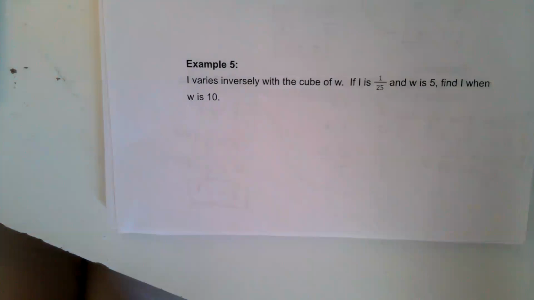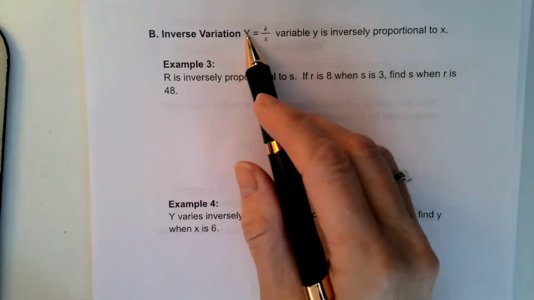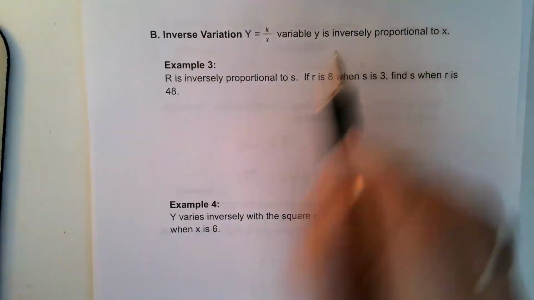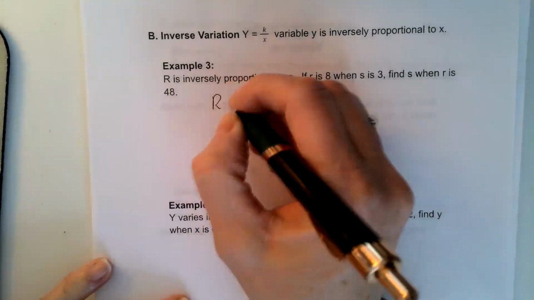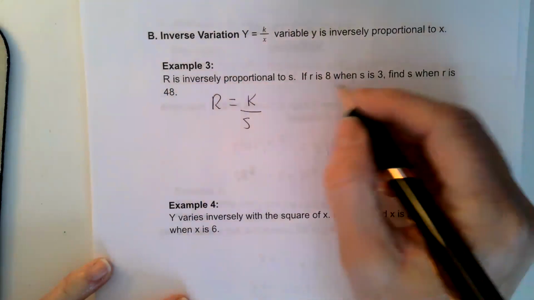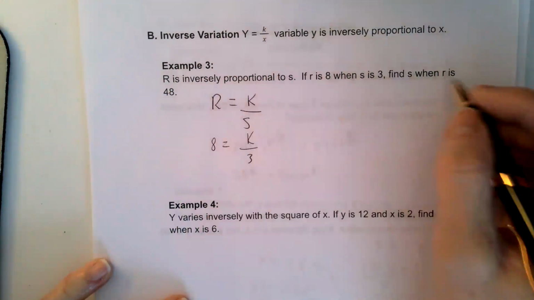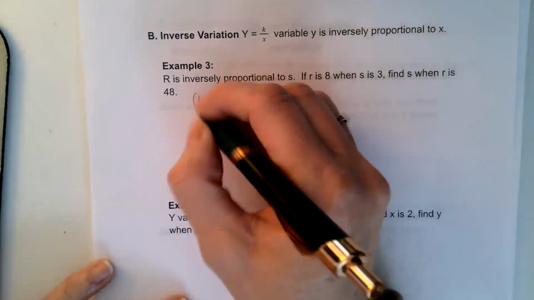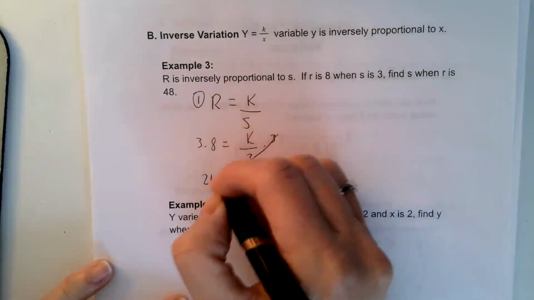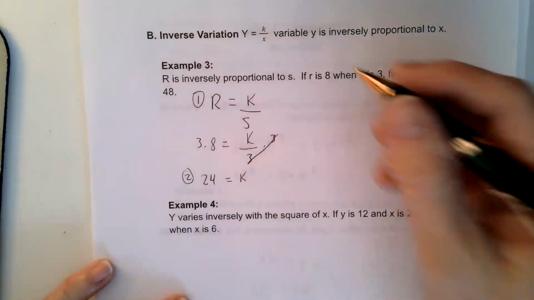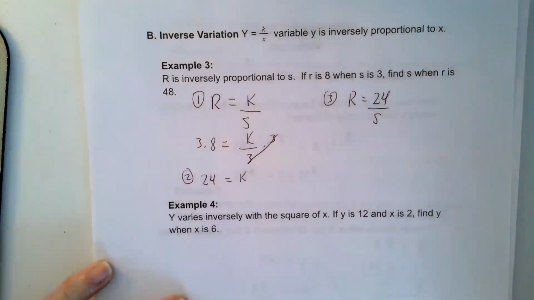So let's look at some inverse variation. Inverse variation means that when X goes up, Y goes down, and when Y goes down, X goes up. They are opposite of each other. So for example, R is inversely proportional to S. If R is 8 when S is 3, find S when R is 48. So we found our base equation here. I'm going to solve for K by multiplying by 3. So K is 24. So that means my base equation, now that I know K, is this.